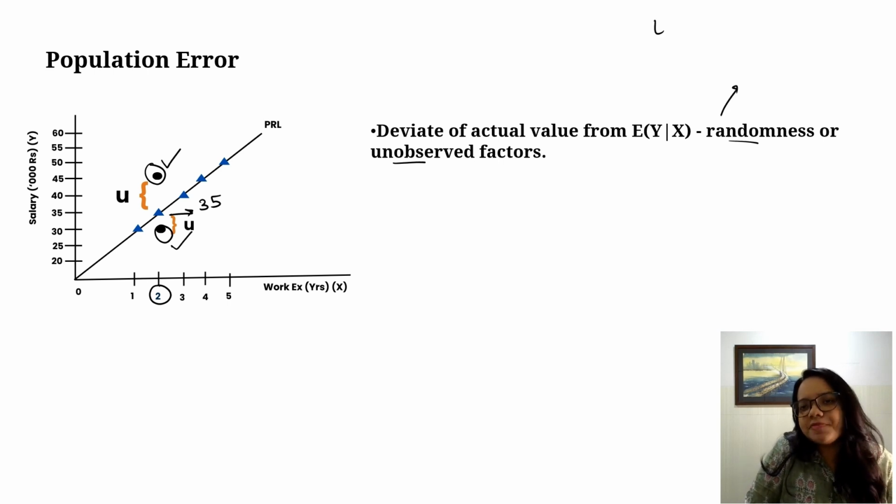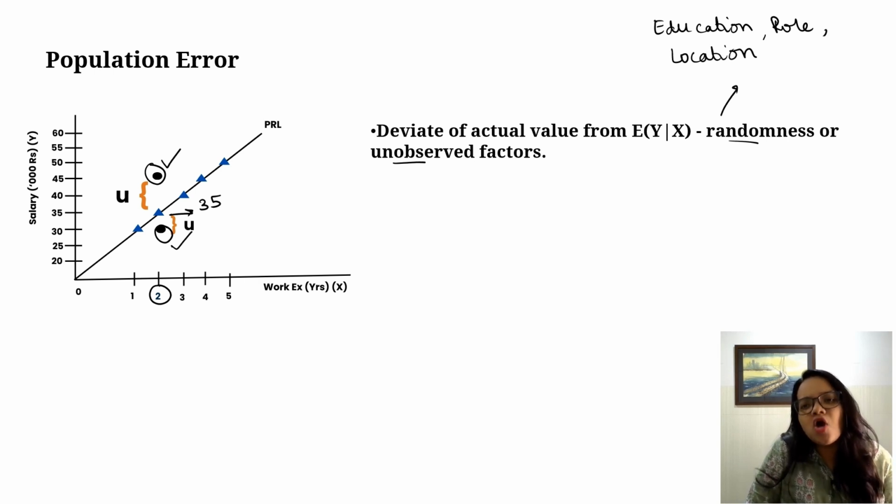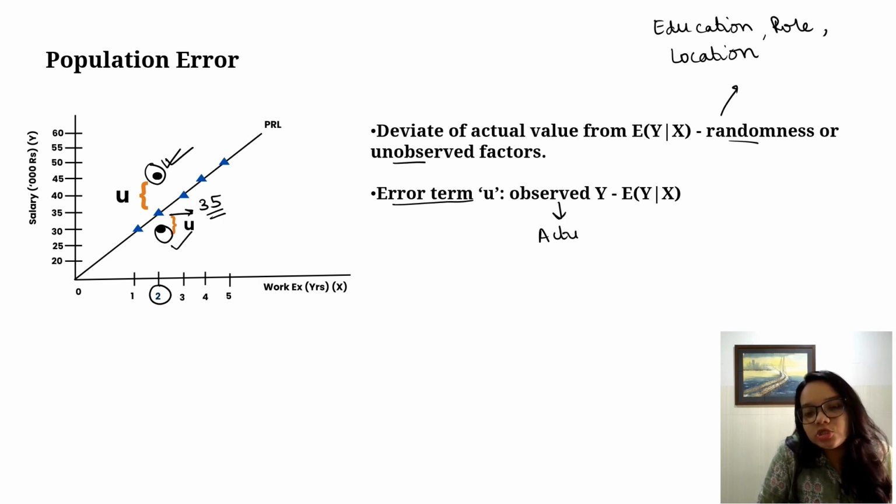One of the reasons could be education. Maybe their education background is different, or they are working at different roles in their companies, or their office location is different. All of these factors could have an impact on their actual salaries. So when there is a difference between the actual and the expected salary, we call it the error term. So error is the difference between actual income and the expected income.